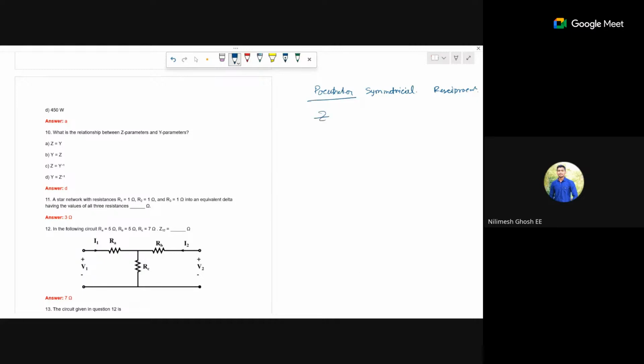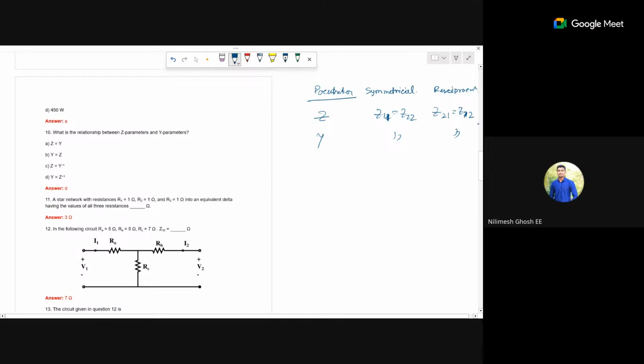For Z parameters, if a particular circuit is symmetrical, then Z11 should be equal to Z22. And if it is reciprocal, then Z21 equals Z12. For Y parameters, it is the same: Y11 equals Y22, and Y21 equals Y12. So these two parameters you also need.